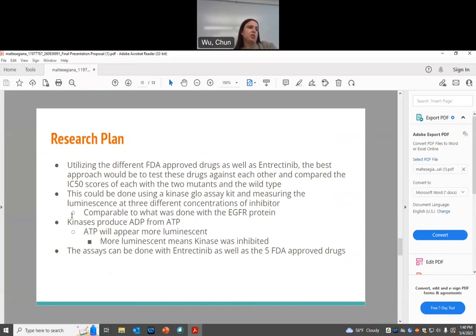be to test these drugs against each other and compare the IC50 scores of each with the 2 mutants and the wild type. This could be done using something similar to what we did in the wet lab with the EGFR, where we use a kinase assay kit and measure the luminescence at 3 different concentrations of the inhibitor. Since kinases produce ADP from ATP, ATP will appear in luminescence. So more luminescence means it wasn't able to convert that ATP to ADP. And this assay can be done for Entrectinib as well as the 5 FDA-approved drugs that we found in the virtual screening.